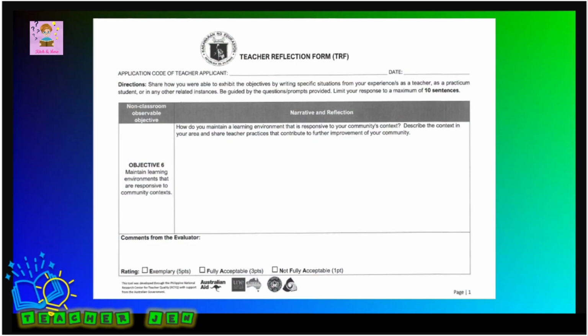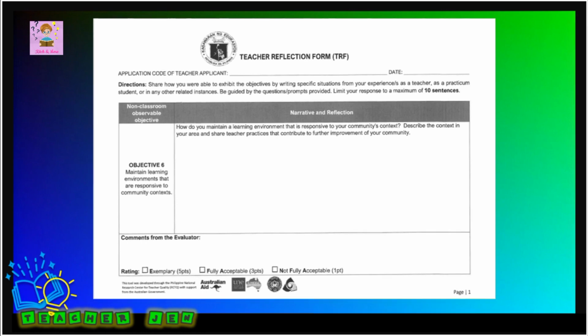What you see here is the TRF or the Teacher Reflection Form. So it states here the direction that says, share how you were able to exhibit the objectives by writing specific solutions from your experience as a teacher, as a practicum student, or any other related instances. Be guided by the questions or prompts provided. Limit your response to a maximum of 10 sentences.